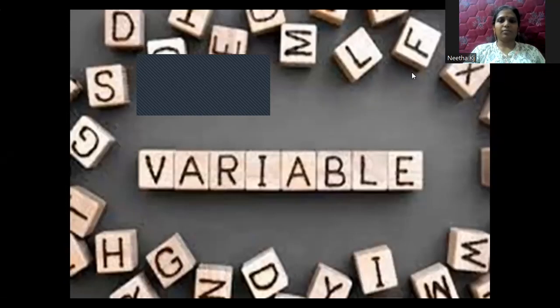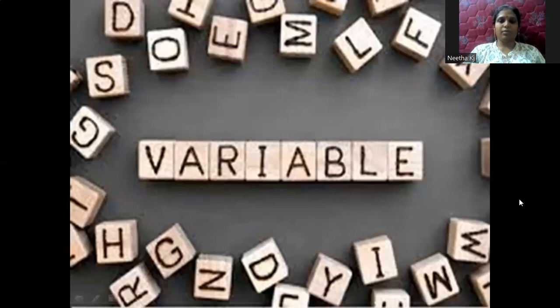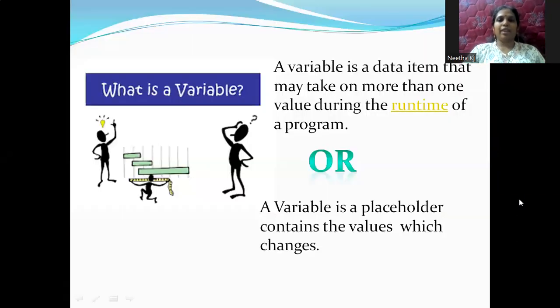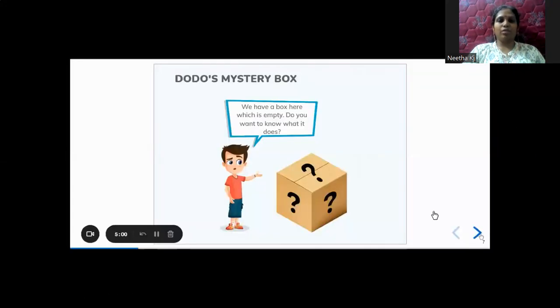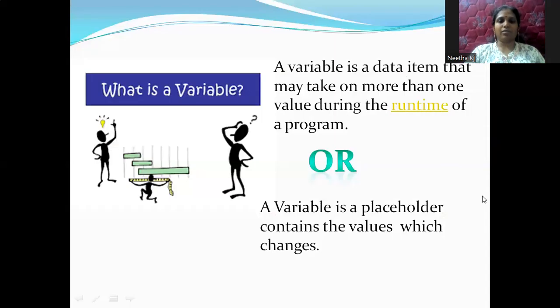So a variable is nothing but a placeholder which helps you to store some values. So what is a variable? A variable is a data item which may take more than one value during the runtime of a program. Or a variable is a placeholder which helps you to hold one or more values with it, which changes every time. Okay.